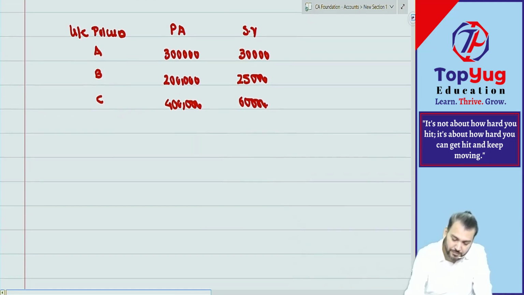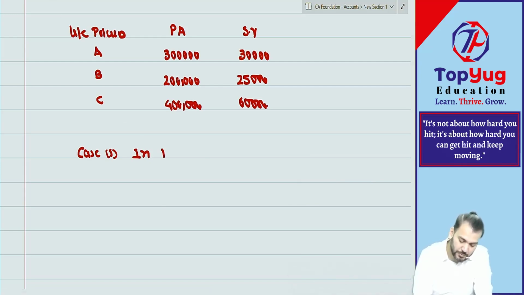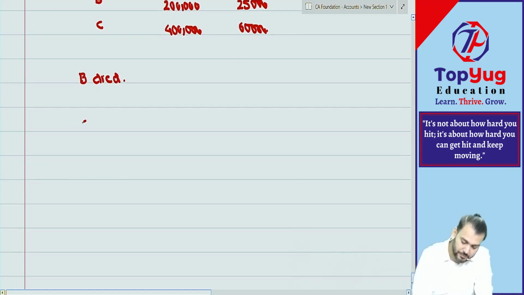Have you understood this point? Correct. Case 1. B died. Understood? Correct. Then on case 1.